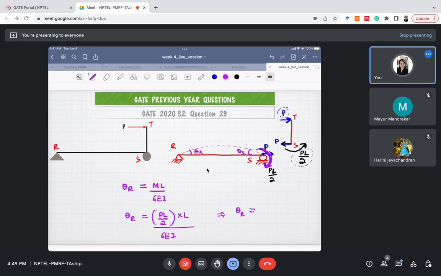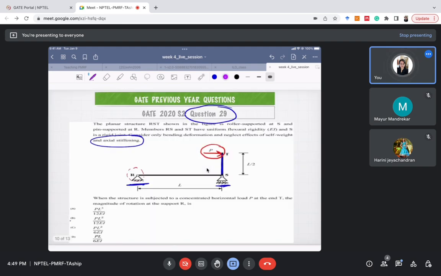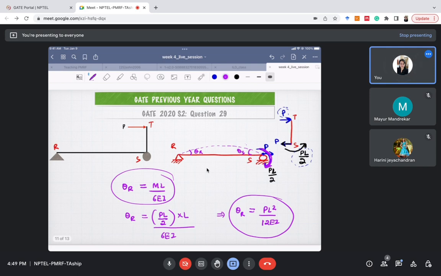So theta R finally will be PL square by 12EI. This is our final answer. See, it was very simple, but it is simple only for those who know these formulas, right? ML by 6EI and all. So the answer is PL square by 12EI. That is option B. That is a GATE 2020 question, just two or three years back. They may also ask you the value of theta S, which will be calculated in a similar manner, but it will be ML by 3EI.